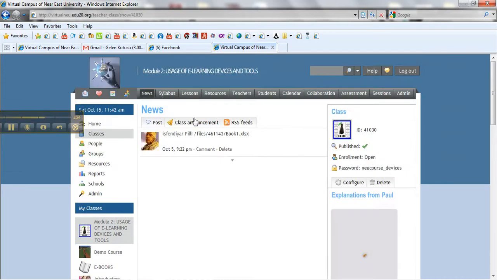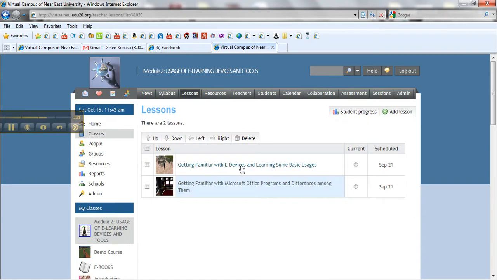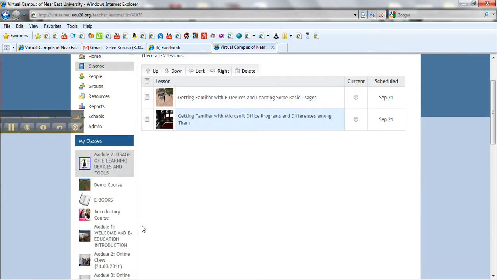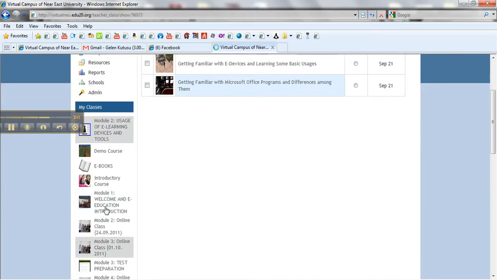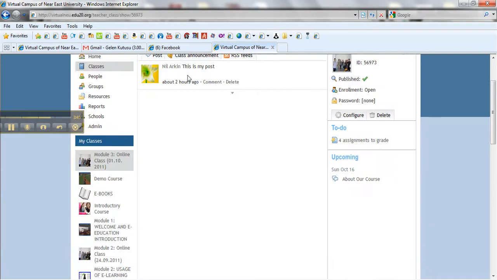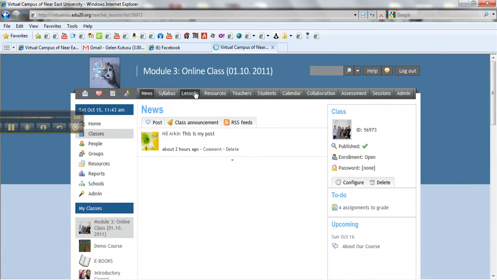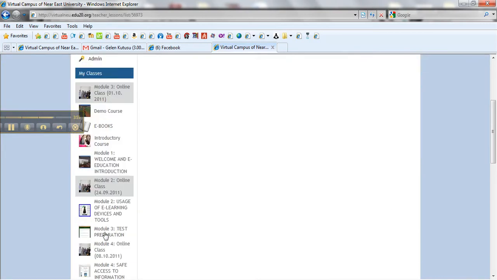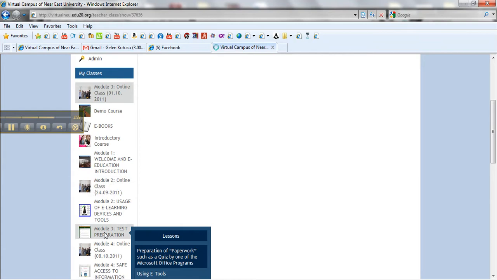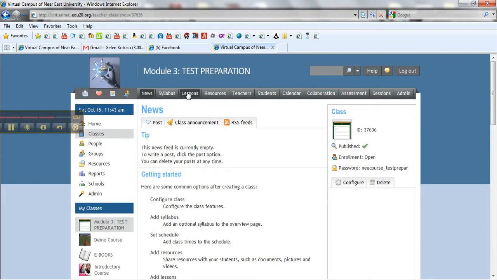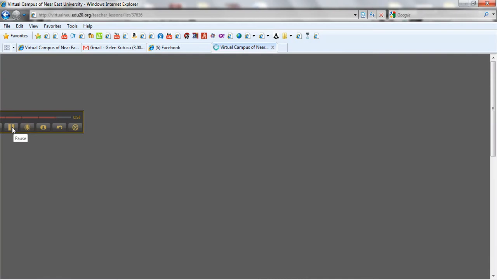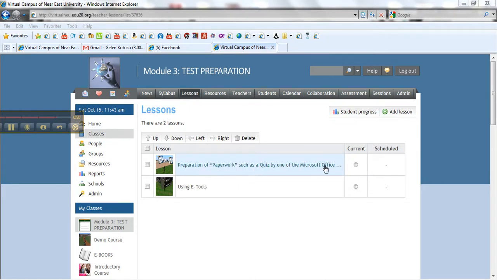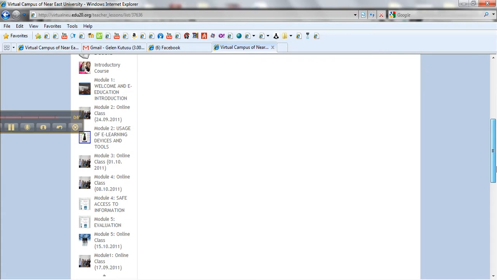And let us see its lessons. We have seen several e-devices and Microsoft Office programs, especially Microsoft Excel. We had done several exercises. And then we had module three. And in module three, we had lessons and courses about hot potatoes and Jing also. Yes, this was about hot potatoes. Yes, preparation, paperwork, and quizzes by Microsoft Office and using e-tools, which we explained hot potatoes.